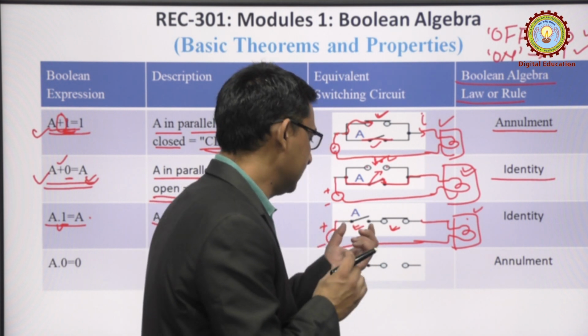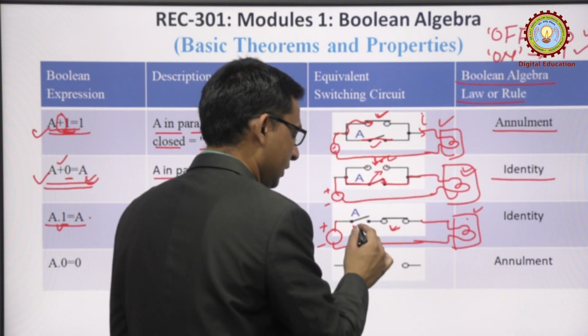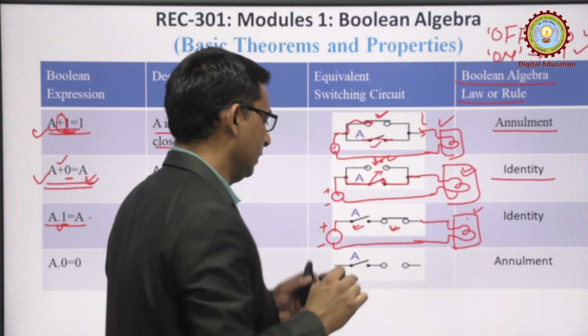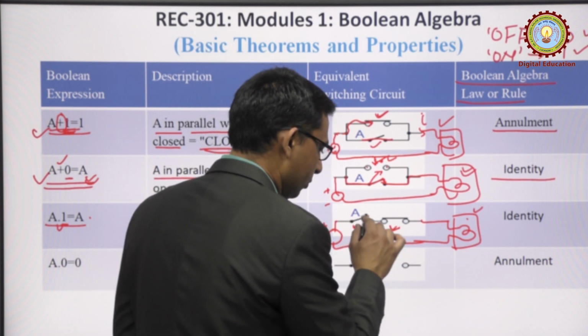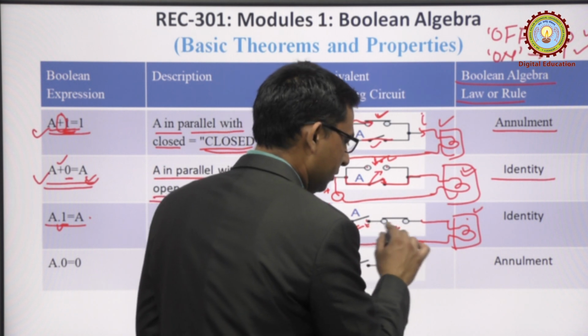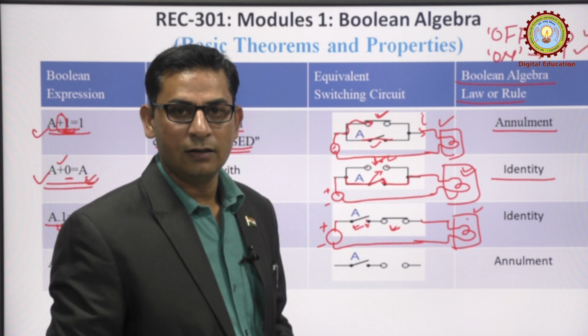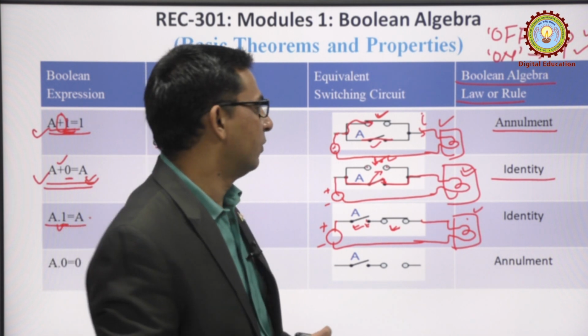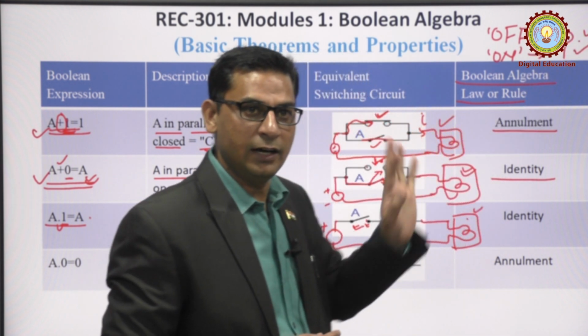If A is off, I mean this is in open state or off state, it means A is 0. If A is equal to 0, this is an open circuit and no current will flow, because of this open circuit. It means the appliance will remain off, and if the appliance remains off, the output will be 0.